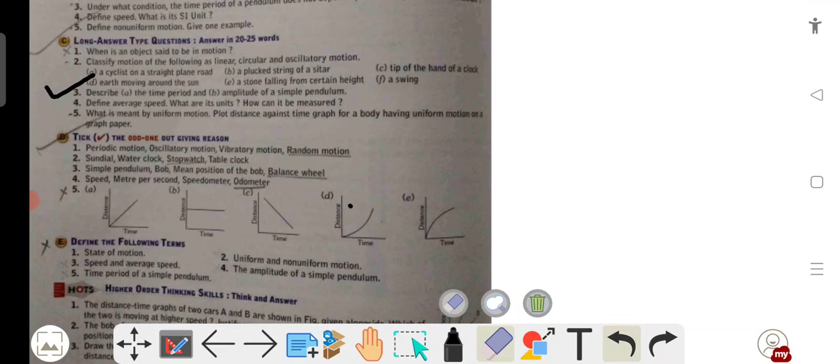Now the amplitude of a simple pendulum, we already discussed this. The amplitude of a simple pendulum is the maximum displacement of the bob from its mean position. Also the time period of a simple pendulum, it was also discussed. The time taken by the bob of a pendulum to complete one oscillation is called the time period of the simple pendulum.